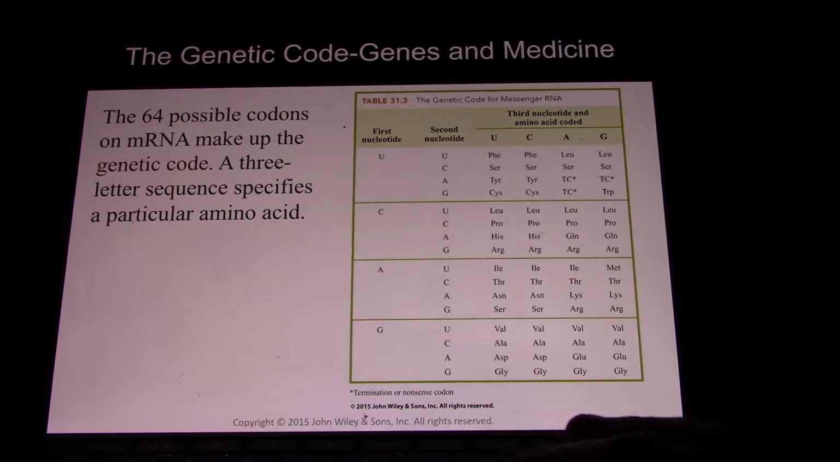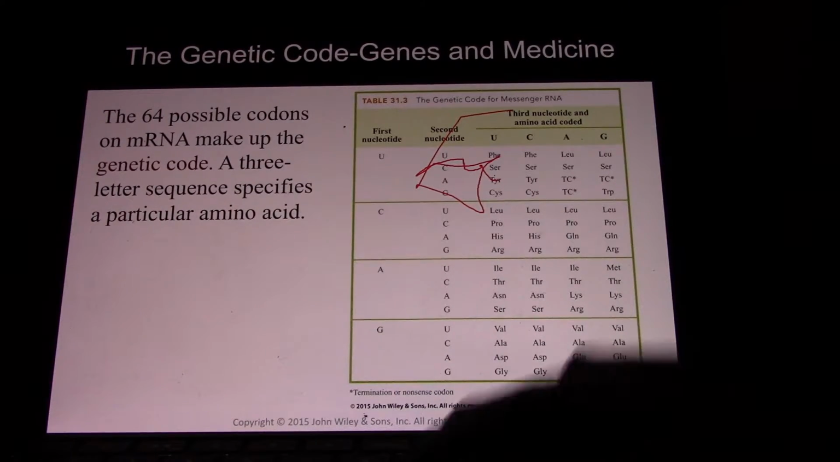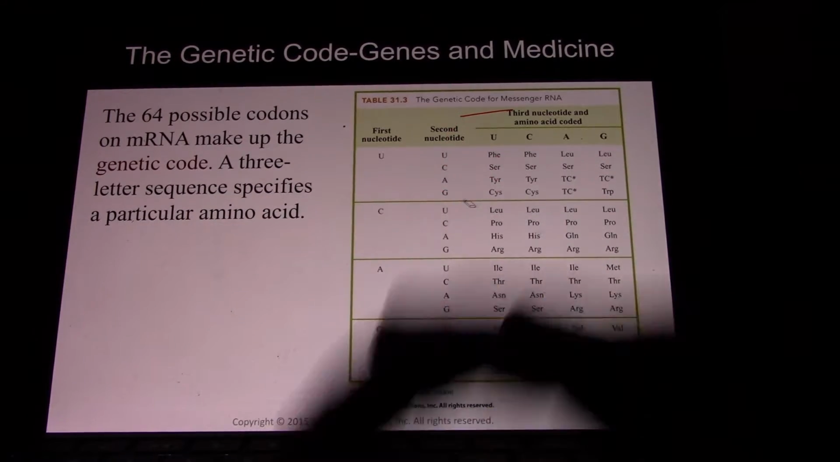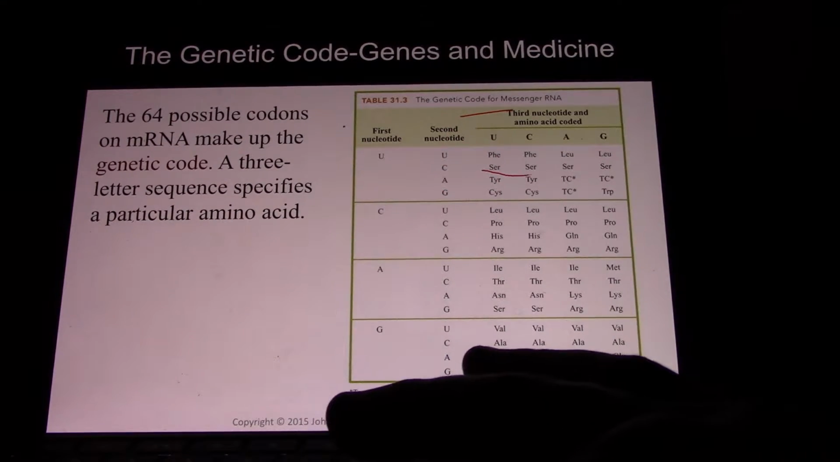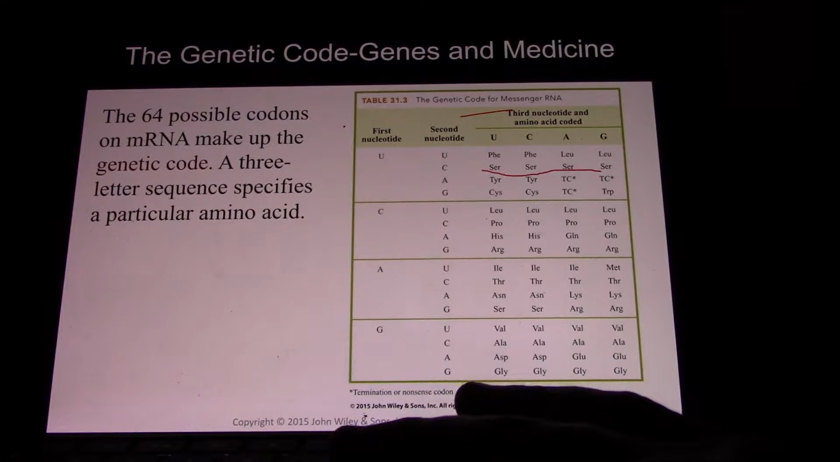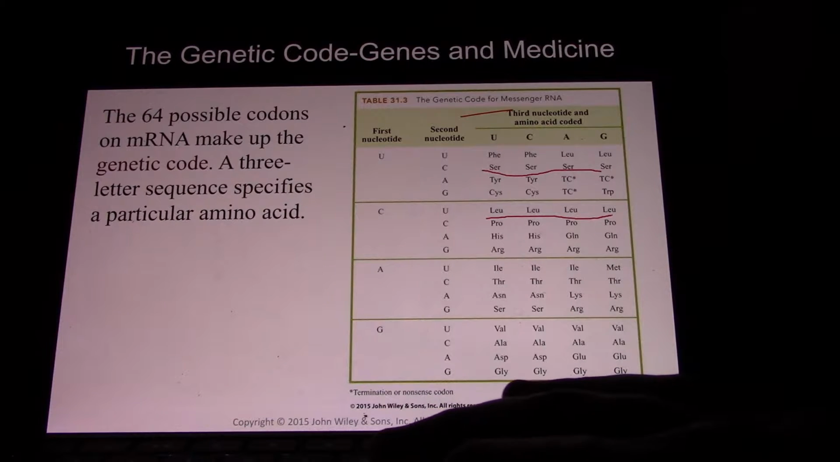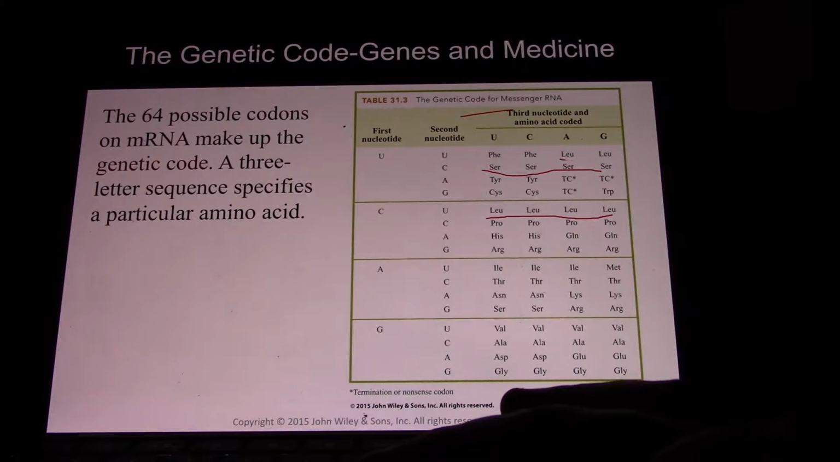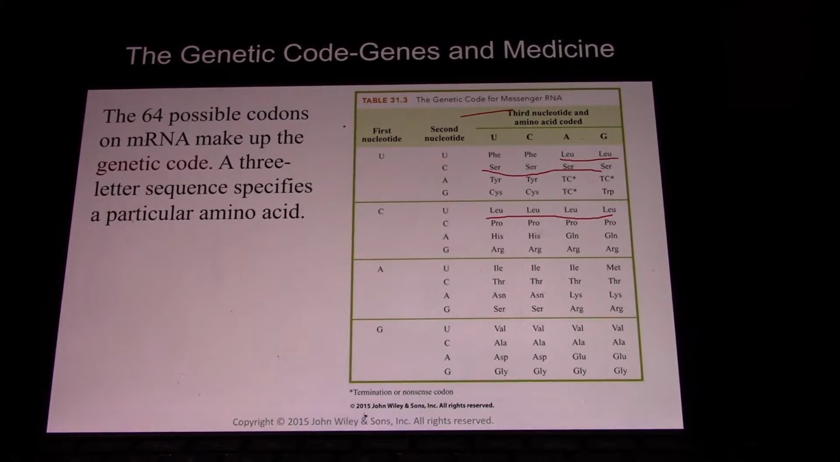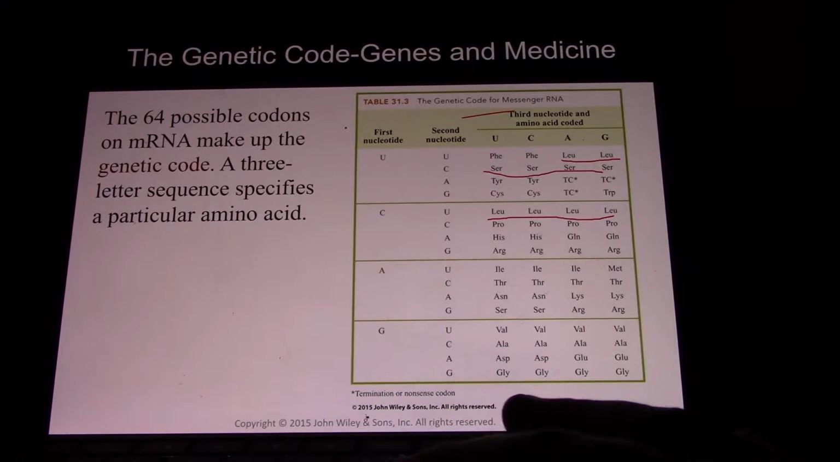For example, here we see 4 codes. Here we see 4 different codes for serine. Here we see 4 different codes for leucine. And if we look further, we see 2 more codes for leucine. There's 6 codes for leucine. And so that's what we mean when we say the code is degenerate. There's 64 codes for 20 amino acids, so a lot of amino acids have more than 1 codon.